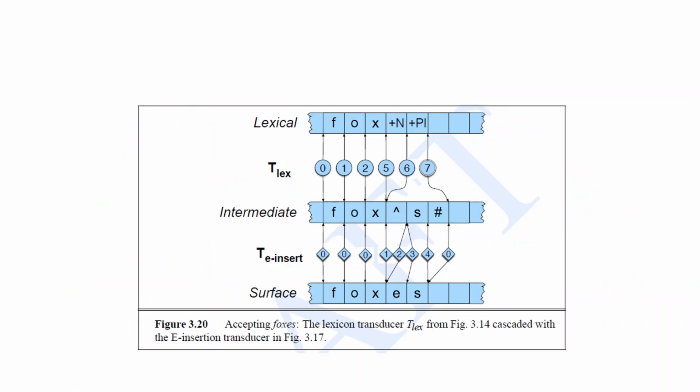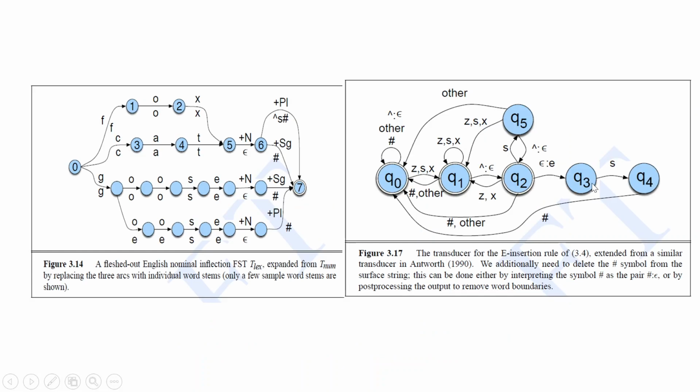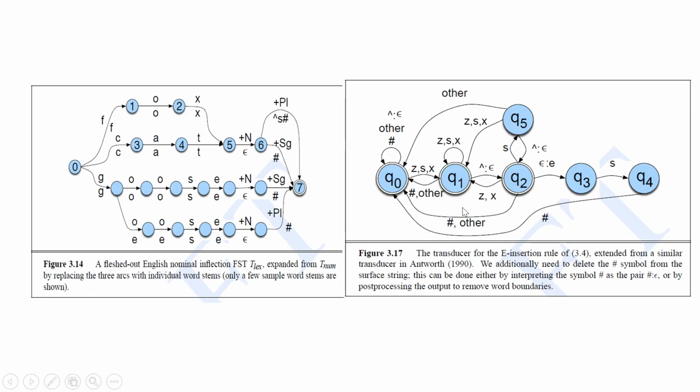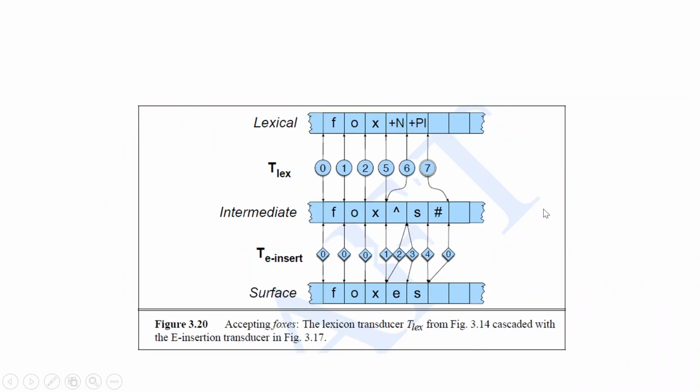Then you read an S. On reading S you transition to 4 and generate an S, and finally when you read a hash, you transition to 0, which is an acceptance state. So this is how our actual morphological parser works, in reverse.